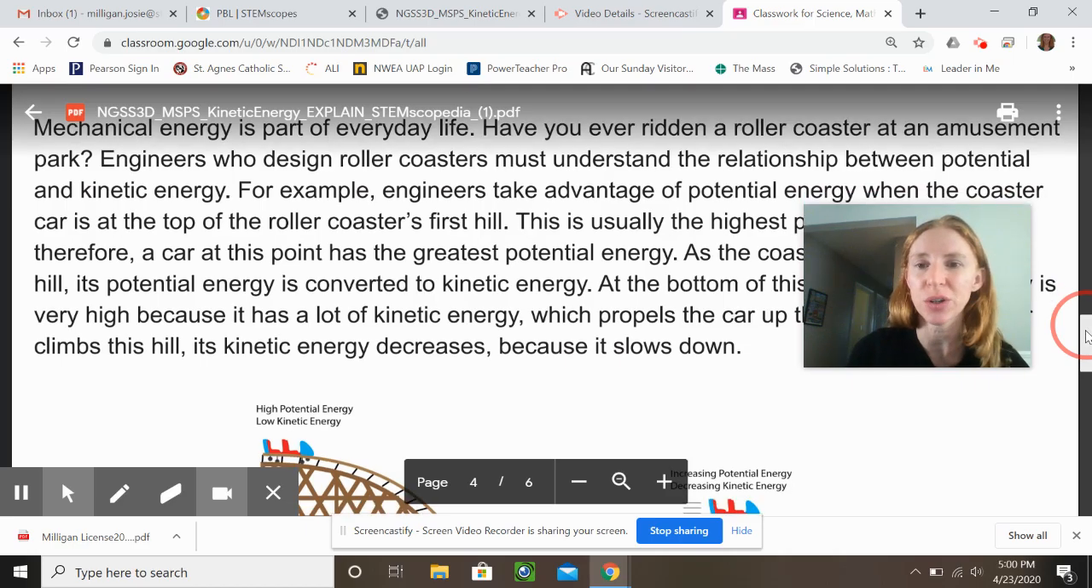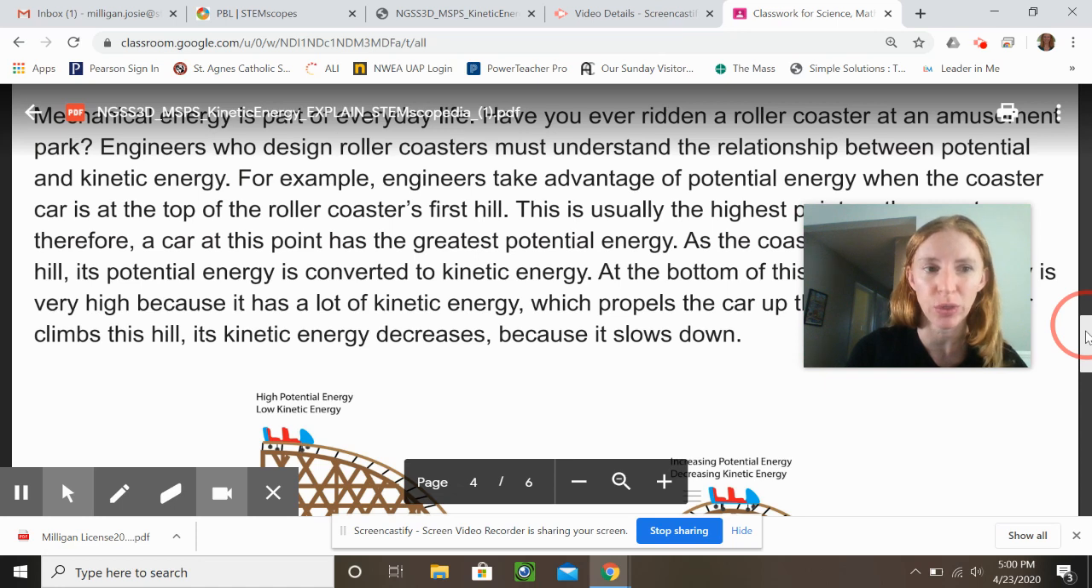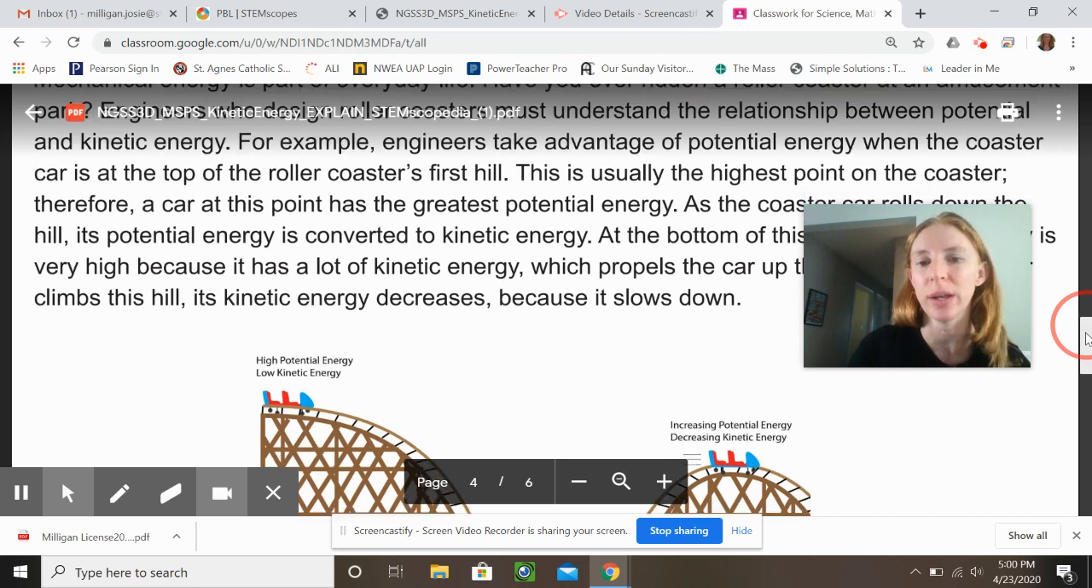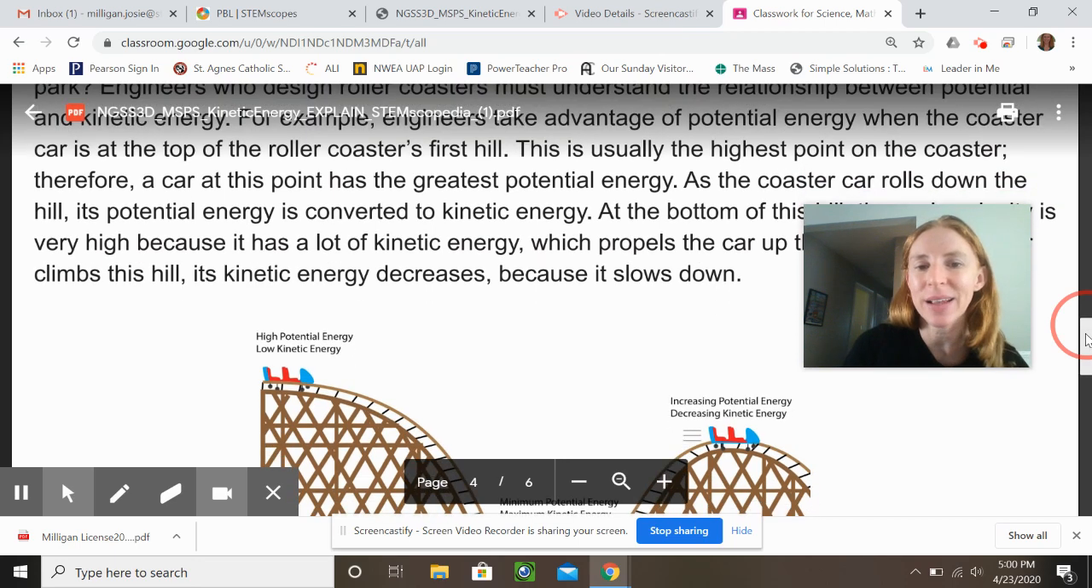For example, engineers take advantage of potential energy when the coaster car is at the top of the roller coaster's first hill. This is usually the highest point of elevation on the coaster. Therefore, a car at this point has the greatest potential energy. It means it has the capacity of motion. It's just not currently in motion. It's currently stopped. So it has zero kinetic energy.